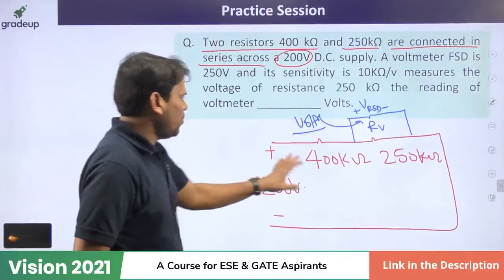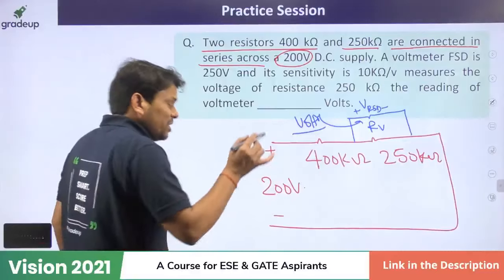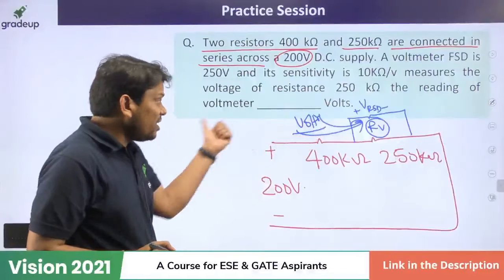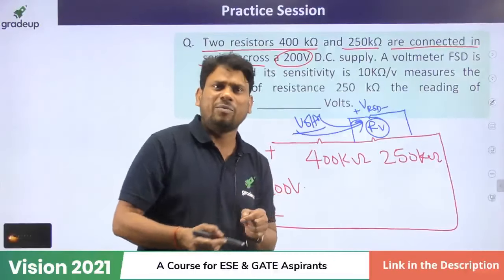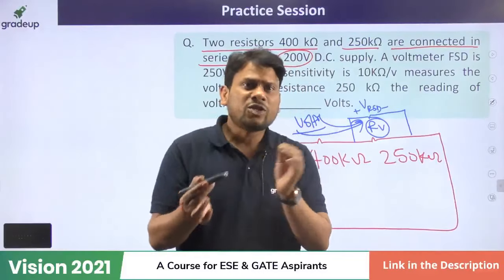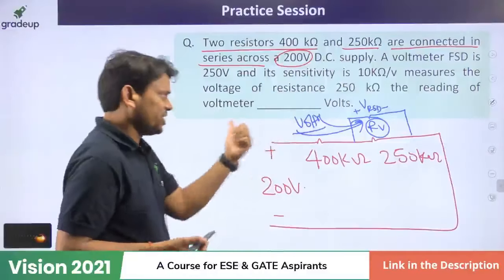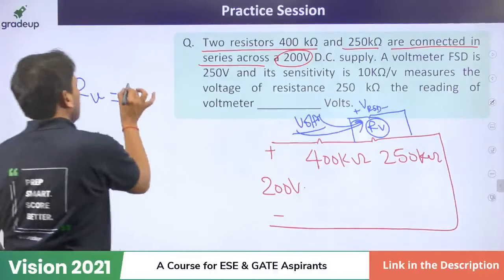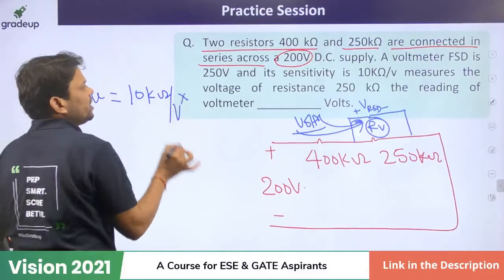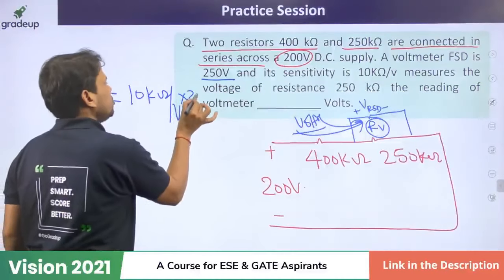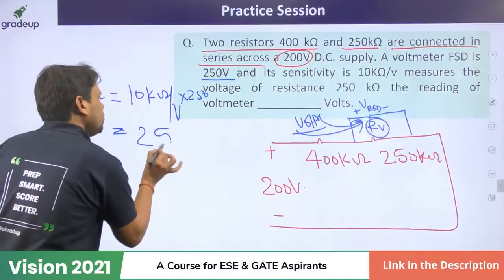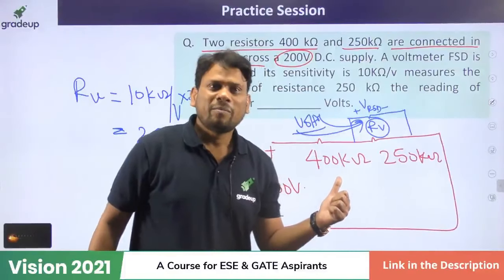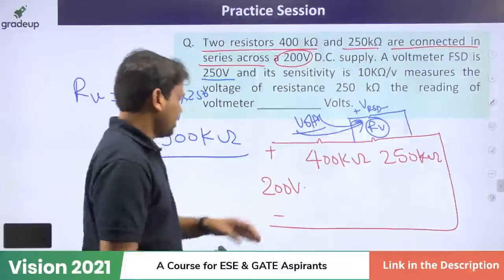Okay, so 200 volt, 400 kilo ohm, 250 something. Dear friend, to calculate the reading of this voltmeter, first we require this RV. And earlier I told you how we can calculate the value of RV. Everyone is replying 100 volt. So just see it. RV value is nothing but sensitivity, 10 kilo ohm per volt, into the full scale deflection, 250. So dear friend, it is 2500 kilo ohm. Okay, we will discuss. Just listen to me carefully.